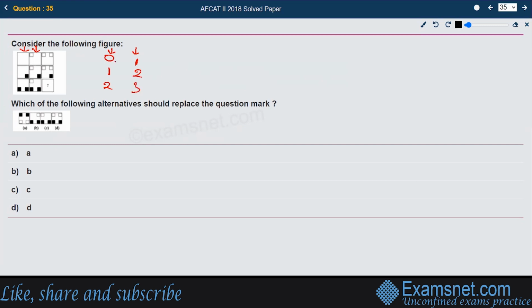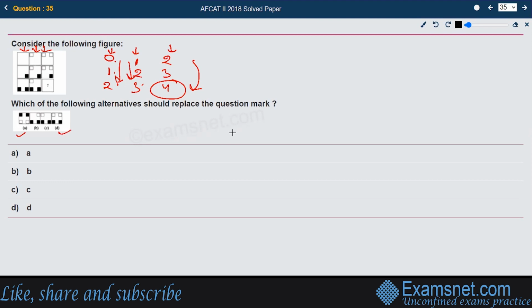So the numbers become 0, 1, 2, then 1, 2, 3. Now in the last column, there are two figures. Here there are three. Here there has to be a 4. It has to follow the pattern 0, 1, 2, 1, 2, 3. So it has to be 2, 3, 4. So there have to be 4 squares in here. So let's look at the options. The C option has got 4 squares, and the D option has got 4 squares too.